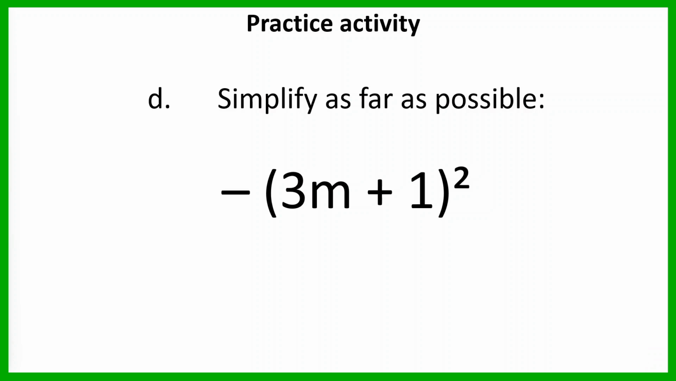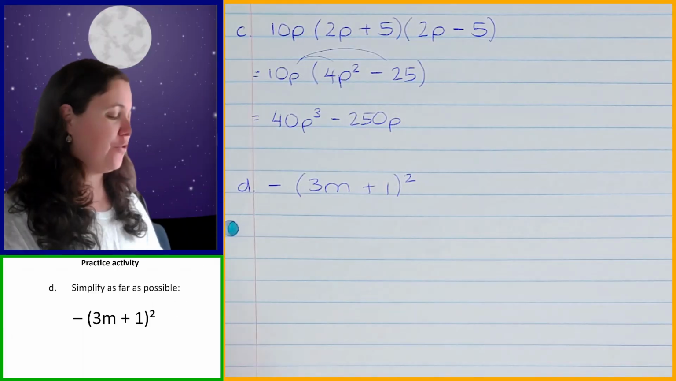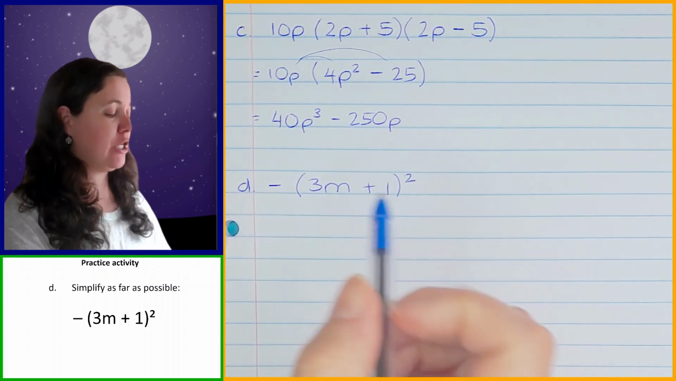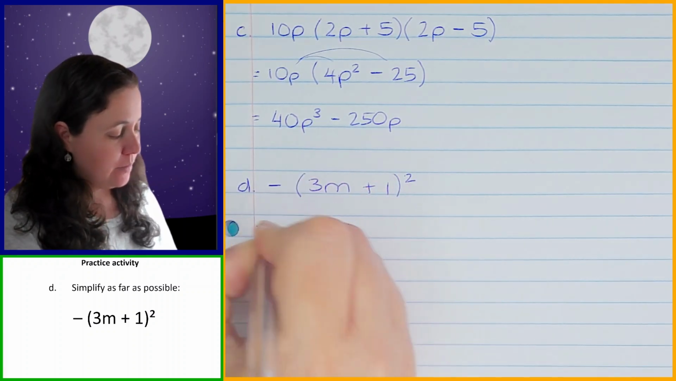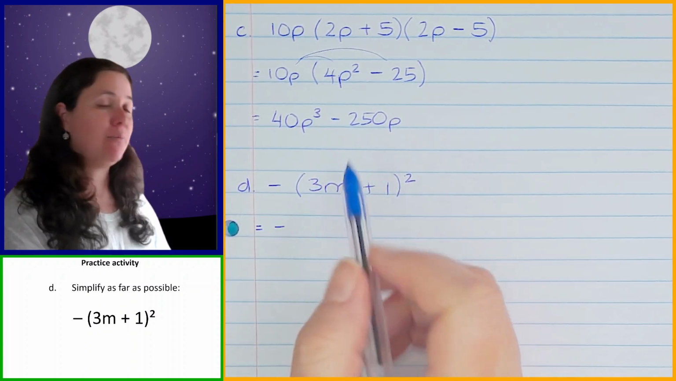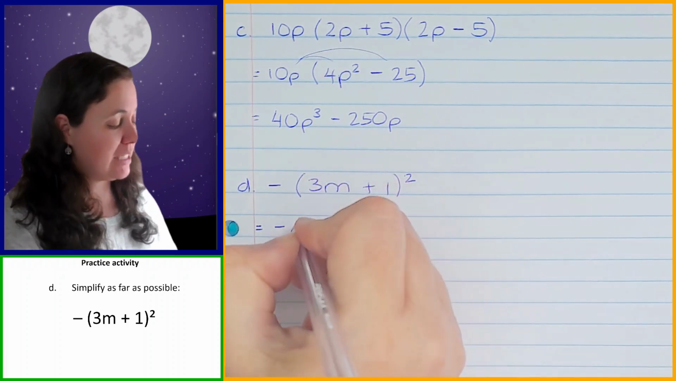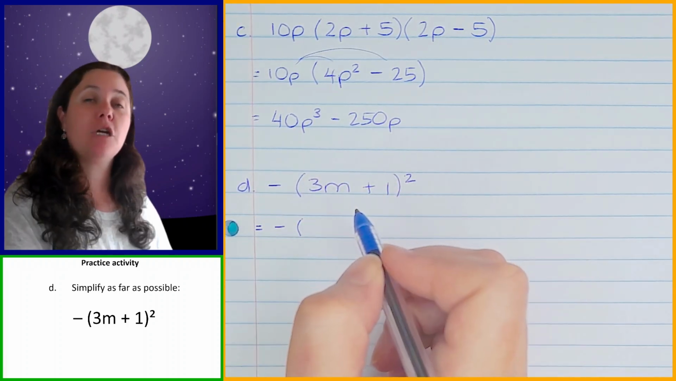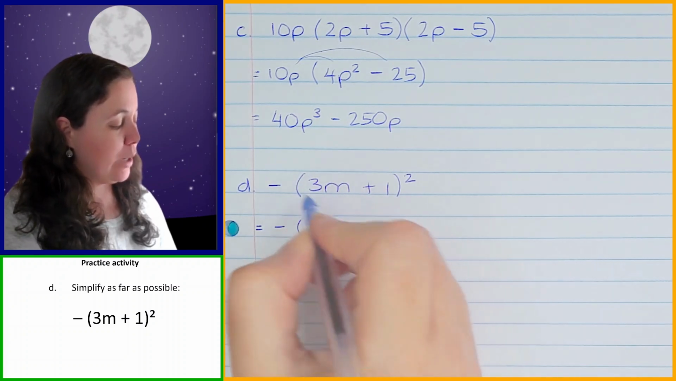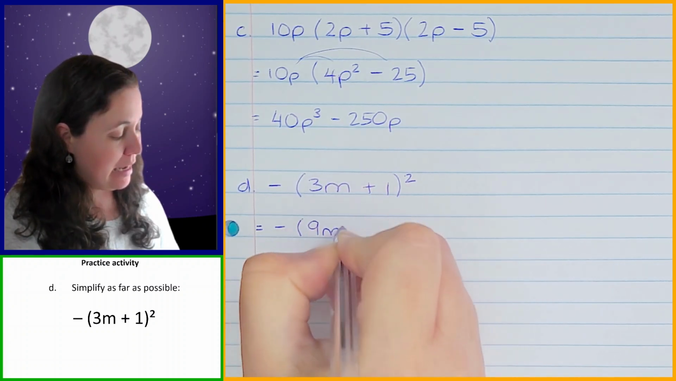Okay, so let's go through that question. Right, so first over here, I've got a negative, and then I've got my bracket squared. So I'm going to leave the negative as it is for now. I'm going to simplify my bracket squared, and then I'm going to multiply my negative in. So first I have to keep this in brackets because I'm still going to have to multiply the negative in afterwards. Okay, so 3m, I need to square that. That gives me 9m squared.